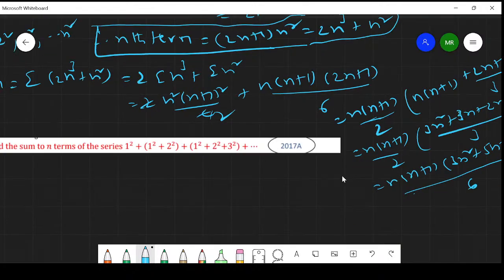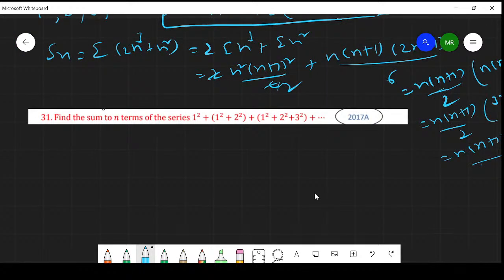Just practice. See, it's easy only. Don't take too much tension. Please keep cool. You can solve this. You will get the answers.